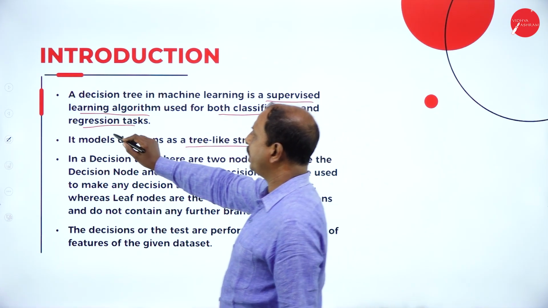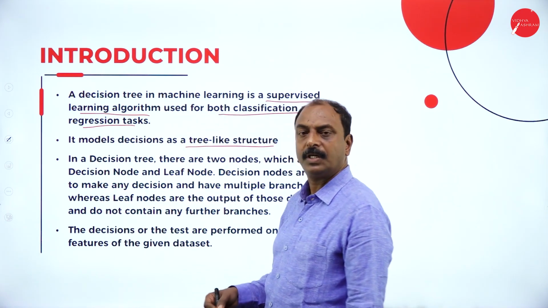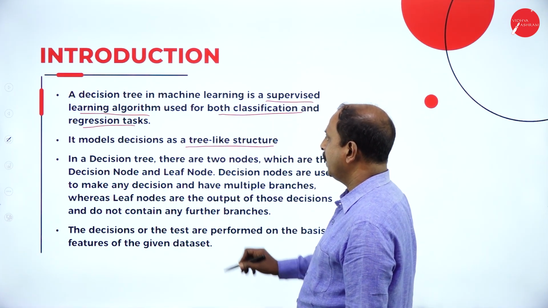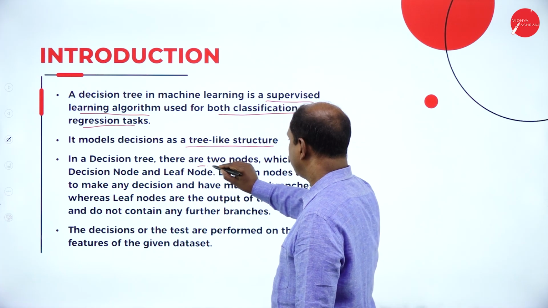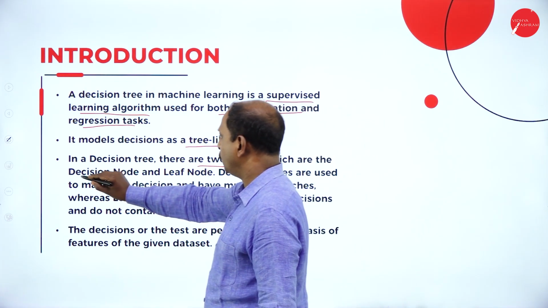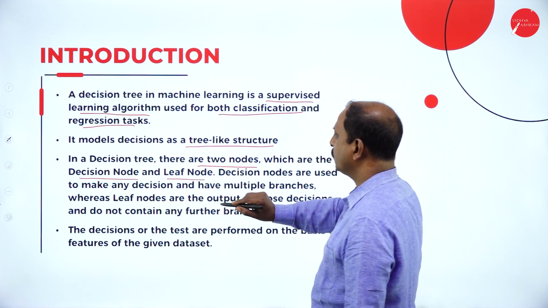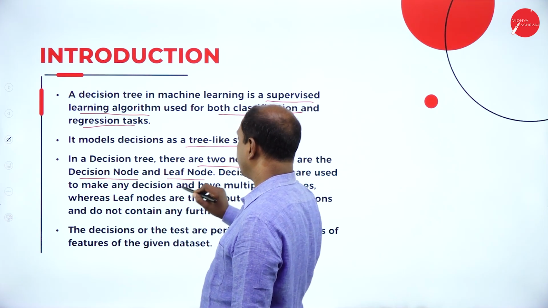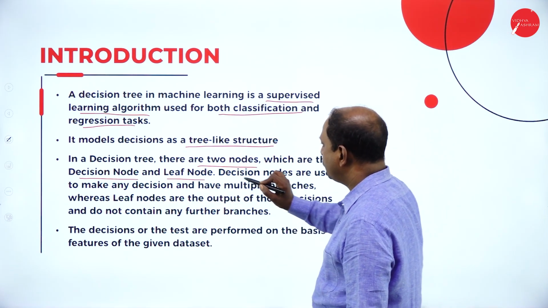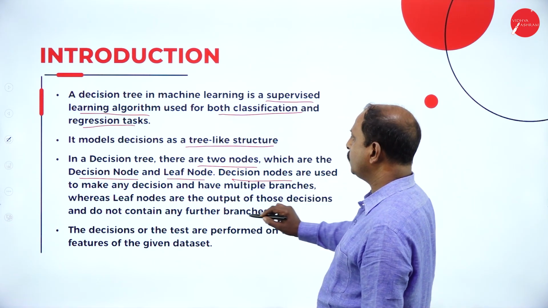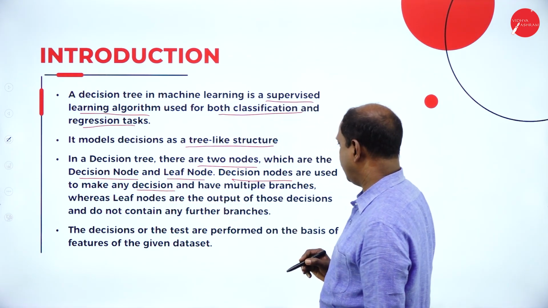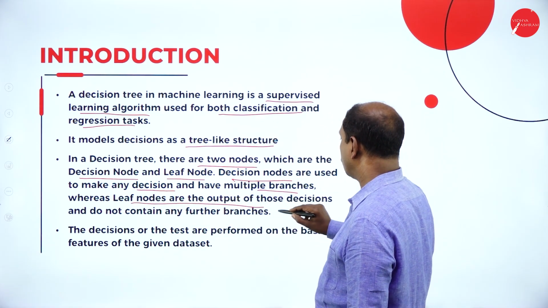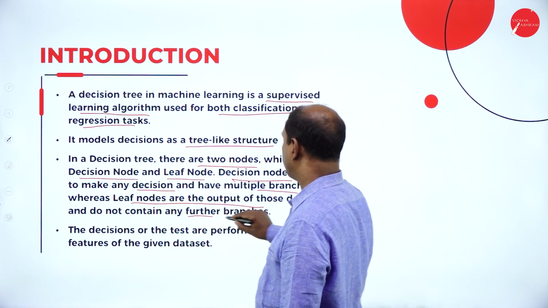So this is going to develop a model which looks like a tree-like structure. In a decision tree, there are two nodes: one is the decision node, and the second one is the leaf node. So what is a decision node? Decision nodes are used to make decisions and have multiple branches, whereas leaf nodes are the output of those decisions and do not contain any further branches.